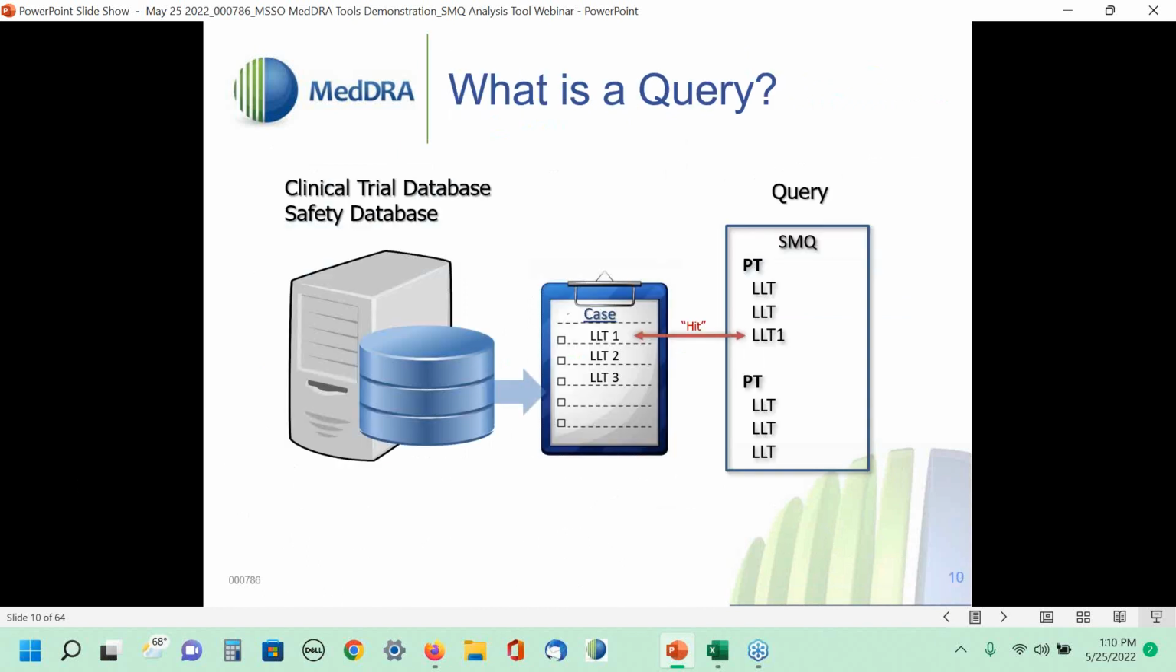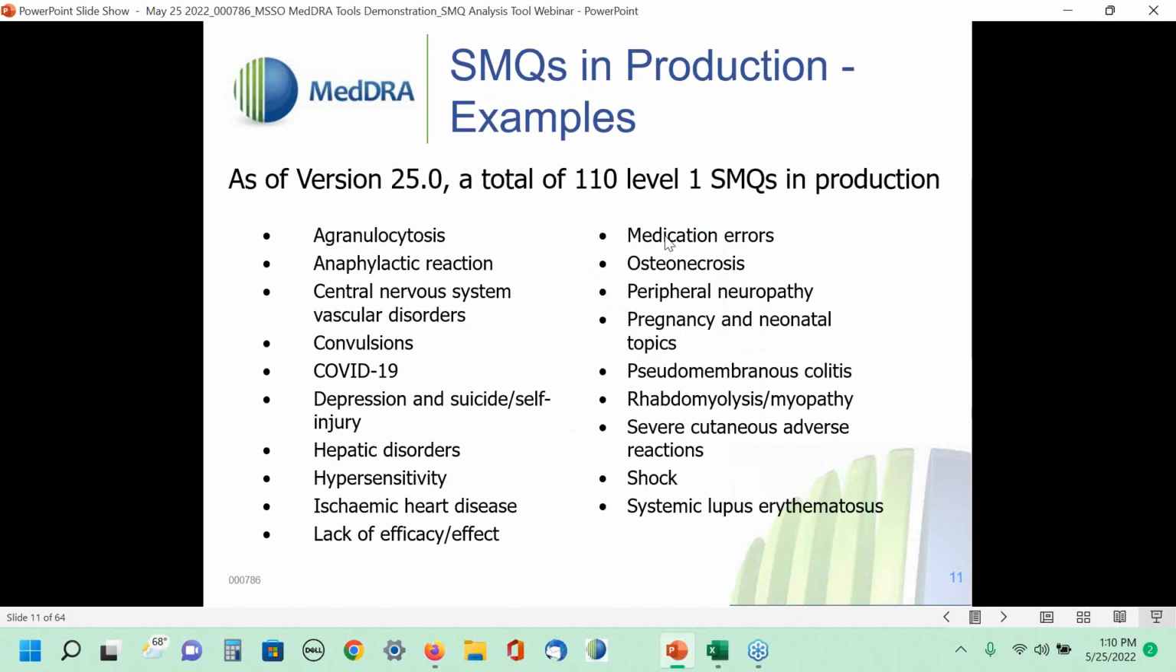So this is a slide we saw last time where you take coded data, whether it's in a database from a clinical trial or a safety database, and you create a query, which in this case is the SMQ, which contains PTs and LLTs that are subordinate to those PTs, which are felt to be representative of concepts that might be characteristic of the condition of interest. You put them into a query tool and run it against the data set and look for hits where an LLT in the query matches an LLT in the database. And today we're going to show you how we've created a query tool for you called the SMQ Analysis Tool.